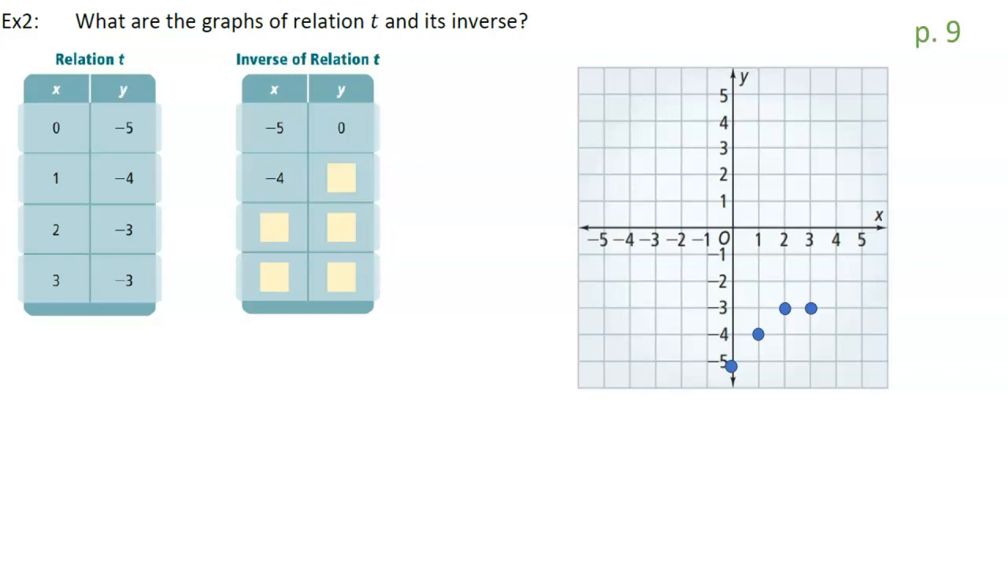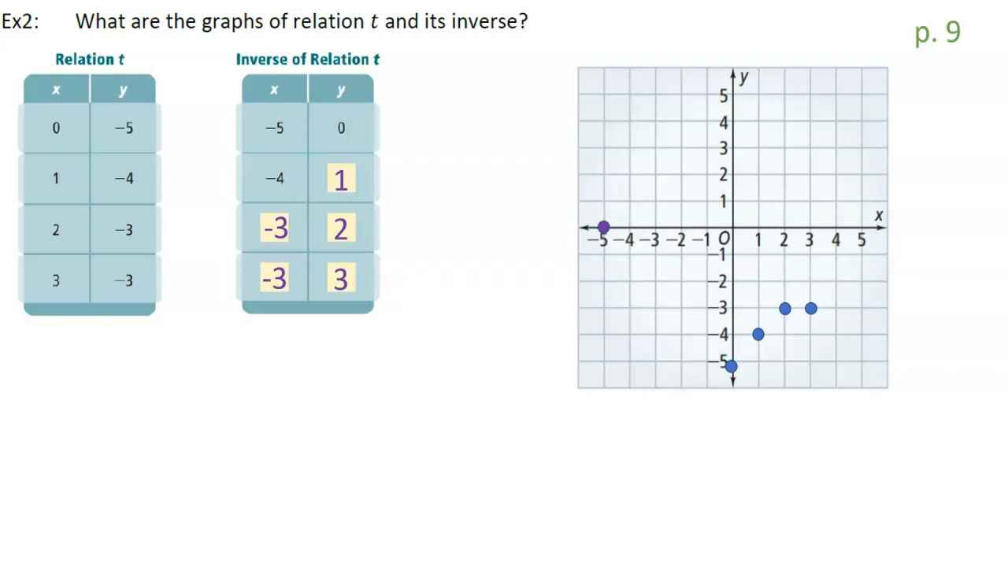If I wanted to do the inverse, then I'm just going to reverse the order. So instead of (0, negative 5), it's going to be (negative 5, 0). Instead of (1, negative 4), (negative 4, 1). Okay, instead of (2, negative 3), flip the order, (negative 3, 2). And finally, (negative 3, 3). So again, go ahead and plot those points.